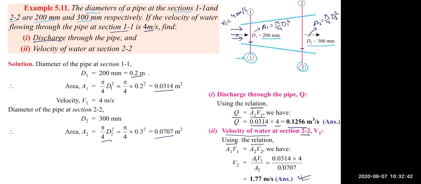1.77 meter per second. Okay, so you can see here the velocity is lesser than the velocity at section 1, 14 meter per second. Why? Because here the cross-sectional area is more, so velocity will reduce. So this is the simple solution of this problem.